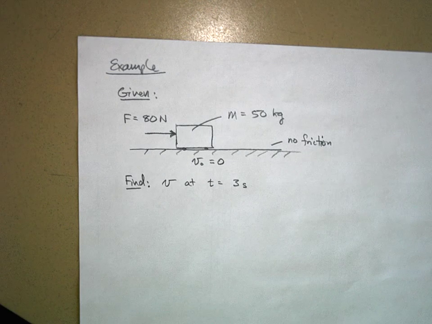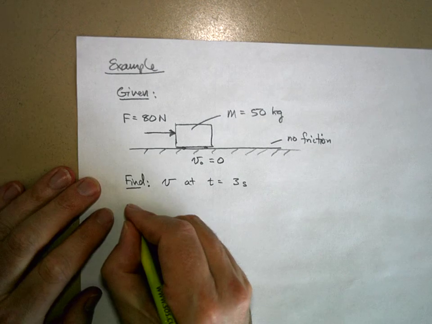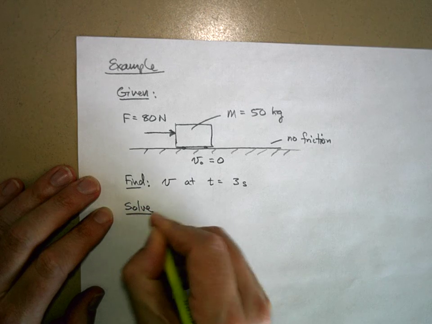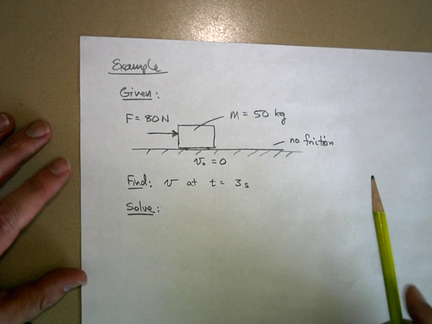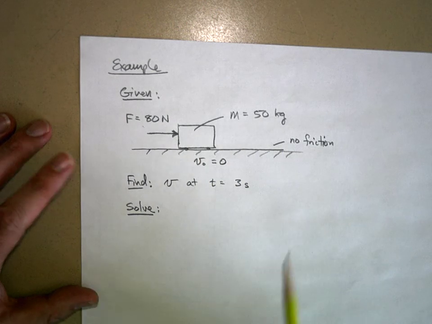So let's solve it. We've just done the first step of the procedure: given, find, and solve. Draw a sketch of the problem. Show what's given. What are you trying to find?